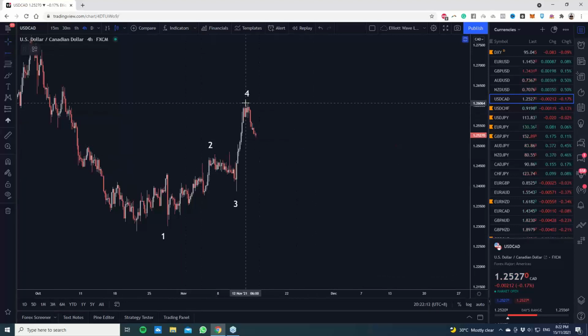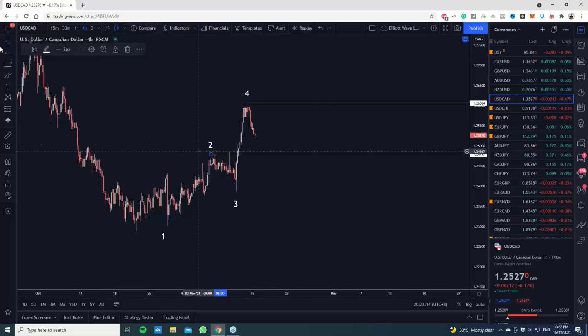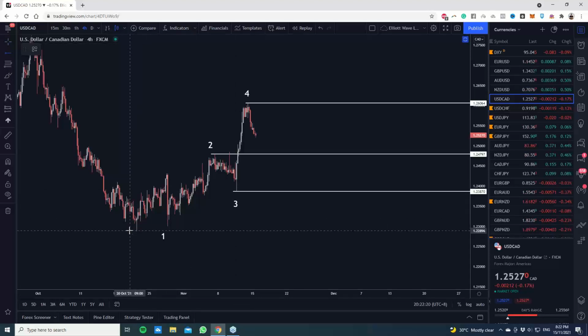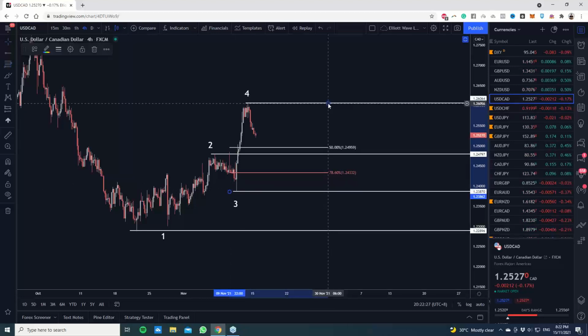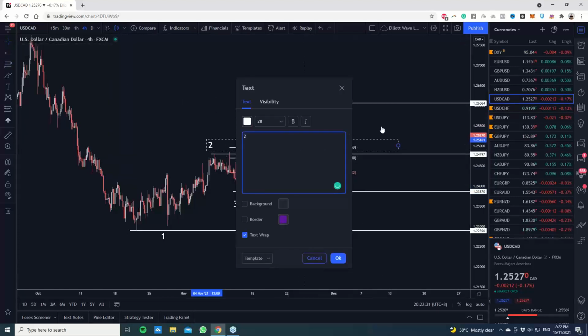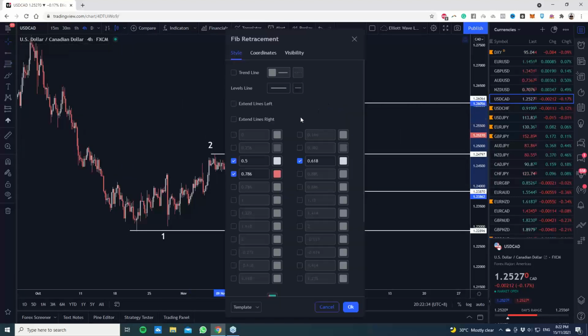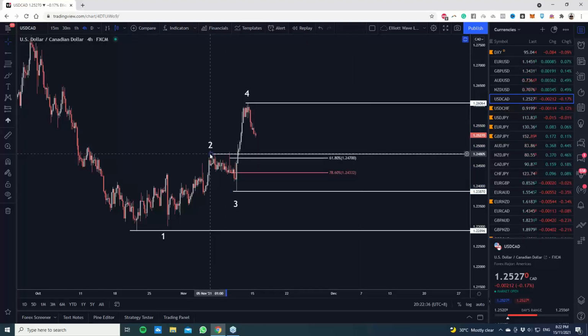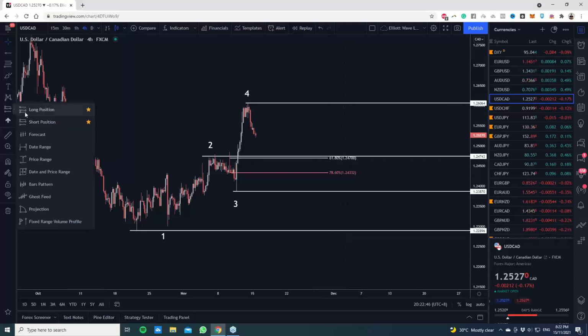We start to establish some structure levels, so we put in a horizontal line at each of these points. Next up, we're going to pull in our fib from 3 to 4. And we start to see that confluence come in. Maybe I'll use the 618, because 618 seems to be closer to our structure level. So we're going to use that Fibonacci 61.8 retracement level. That would become our entry level.